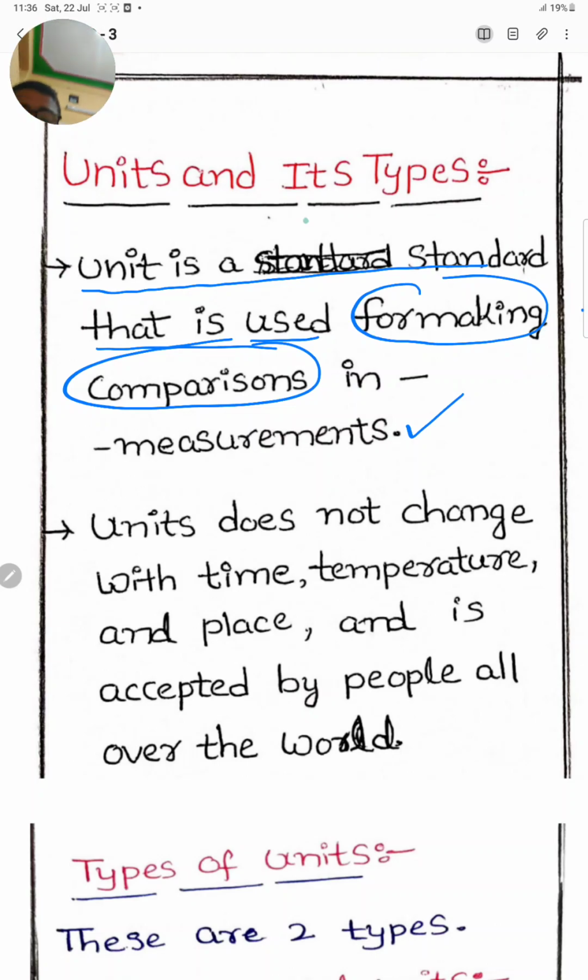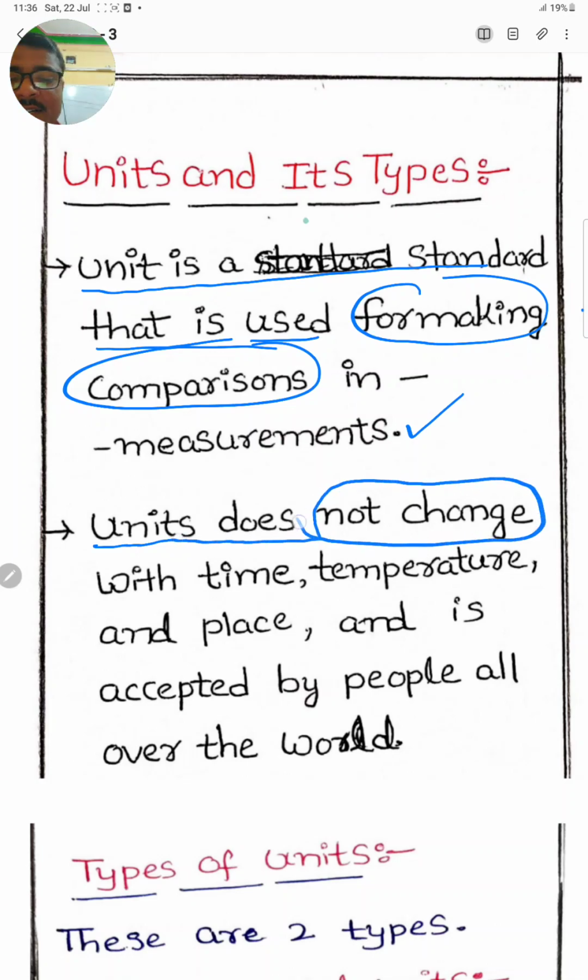Next, what are the properties of units? Units do not change with temperature, place. Here, units do not change means units are constant. If time changes, units are also constant. If temperature changes, units are also constant. If place changes, units are also constant.